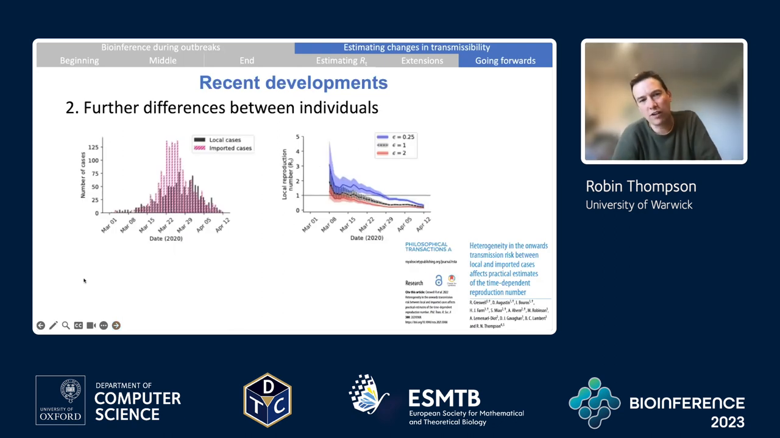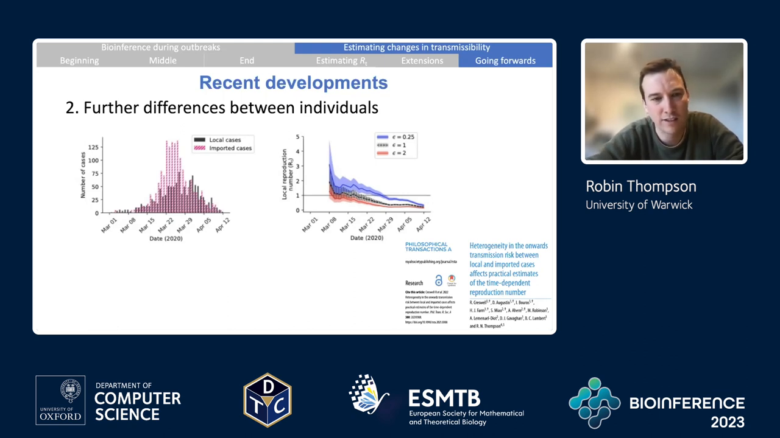I think the very last thing I'm going to talk about is another recent development, which is some work that we did with some of the organizers of this conference. This looked in more detail at this idea that local cases and imported cases can have different transmission characteristics. In the work that I described earlier, we made the assumption that the onwards transmission risk from a local case is the same as the onwards transmission risk from an imported case. And this may not be true for a number of reasons.